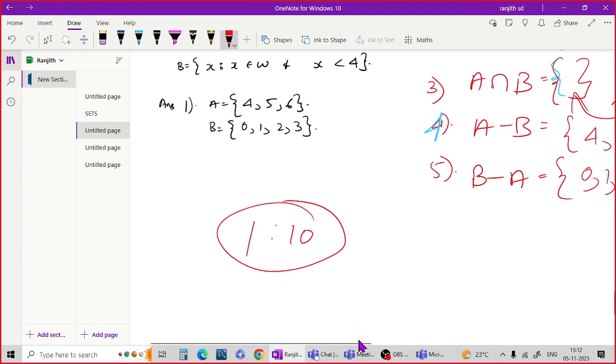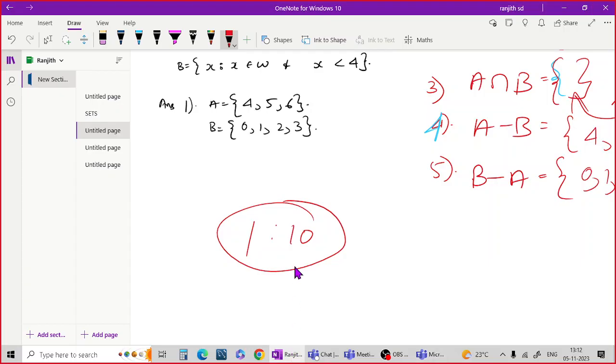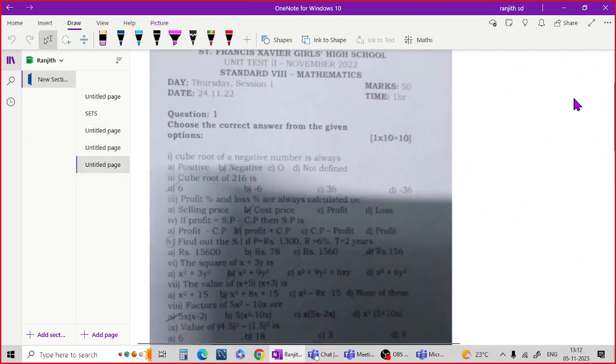Okay, all of you, can you see the screen? Yes, sir. Fine, we'll solve previous year's questions. I've sent it in the group. Did you all get it? Yes. Previous year's paper.